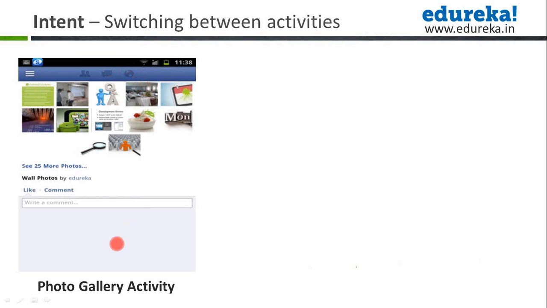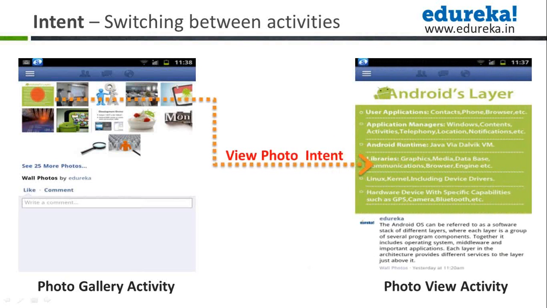Now, this is my Facebook photo gallery activity, and I have different pictures over here, right? If I click on this picture over here, what happens? As soon as I click on this picture, a new screen will appear, right?